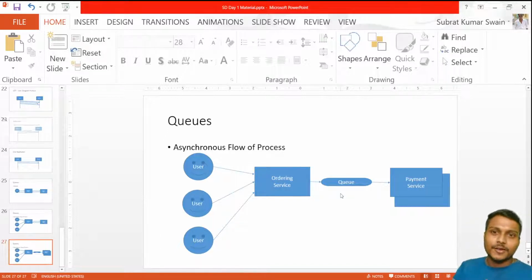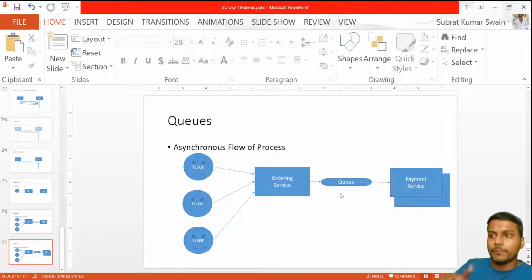So they can wait for the payment for some time, though they may not wait for so long. There will be certain instances of payment service, so the queue would distribute those requests one by one.